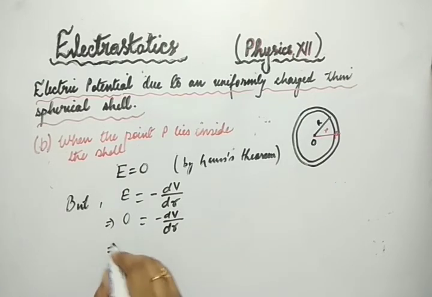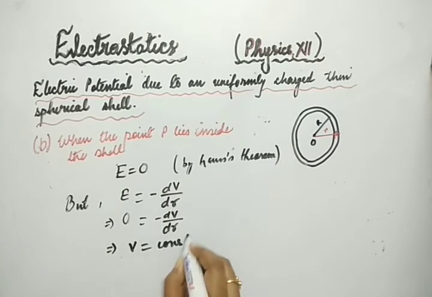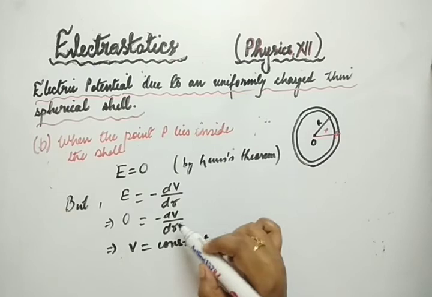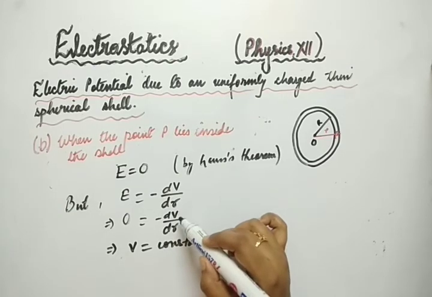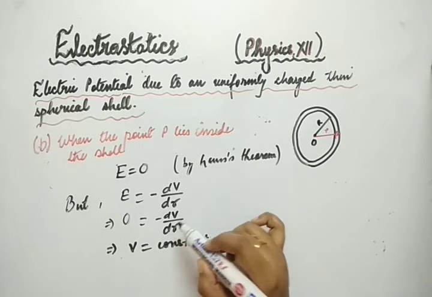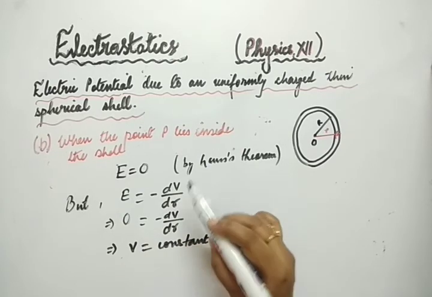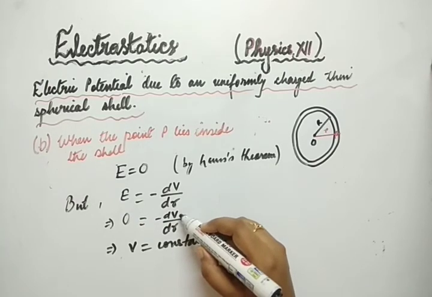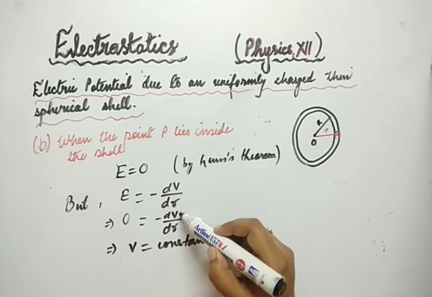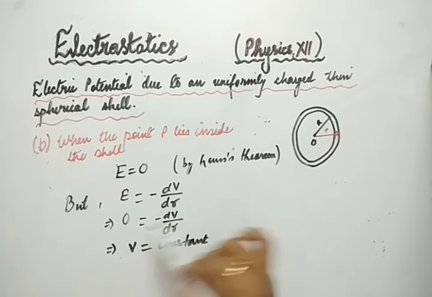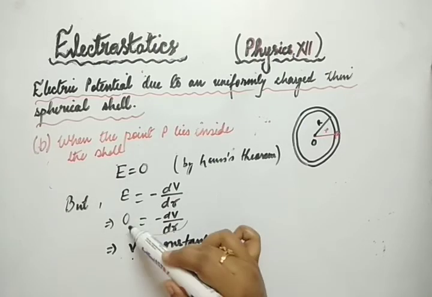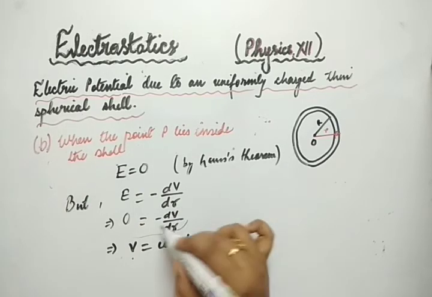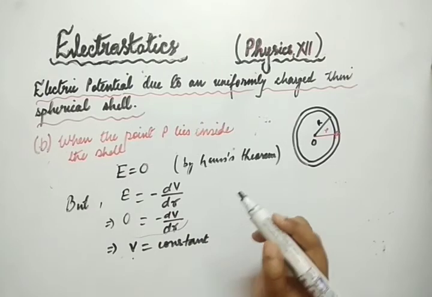So here we can write from here V equals a constant. How can we write V equals a constant? Since minus the derivative of V over r is 0, that means dV by dr equals 0, and the derivative of something which is constant is always 0. That means V is a constant here. Then only we can write the expression minus dV by dr equals 0, because we know the differentiation of a constant term is always 0.